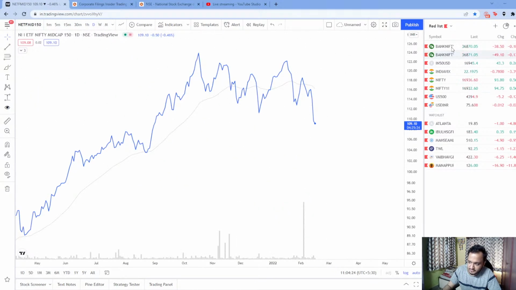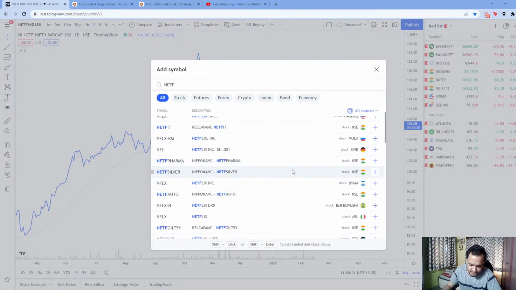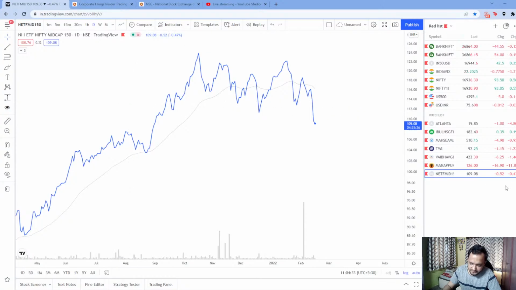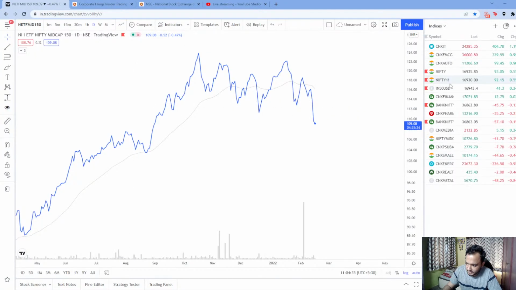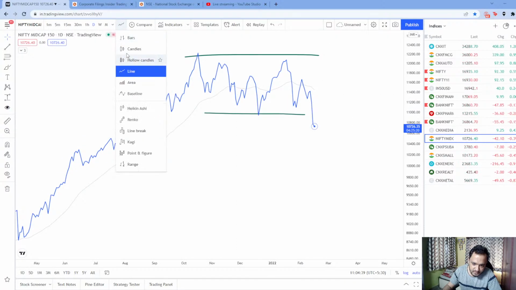I think this has also come down to the, I'll just add this actually. Just a second. I'm not sure how liquid this is, so don't come after me if you get filled up and down. All right. So Nifty mid cap.